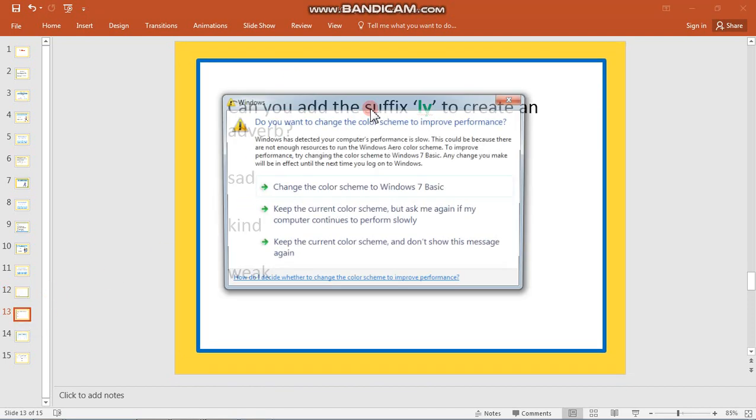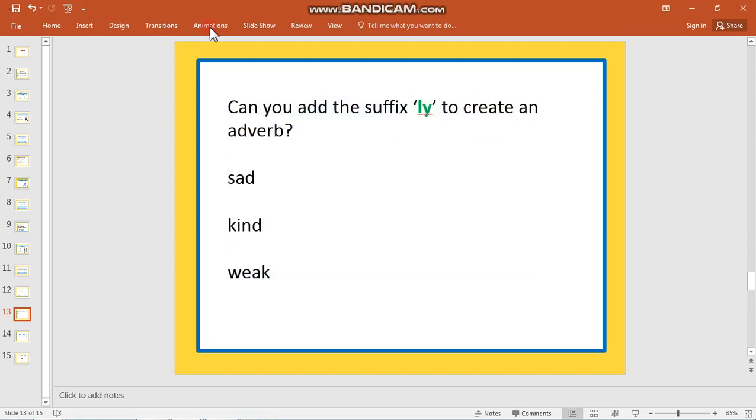Can you add the suffix ly to create an adverb? Here are 3 words for you: sad, kind, weak. Can you add ly to each of these words? Write them into a sentence for me. When you are ready, pause the video and press play to join me.